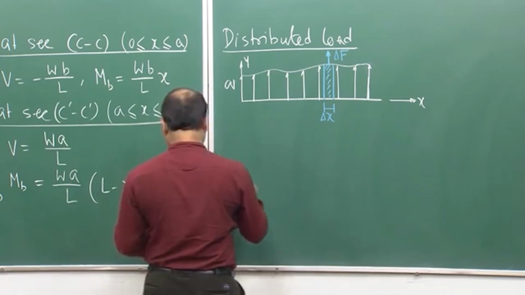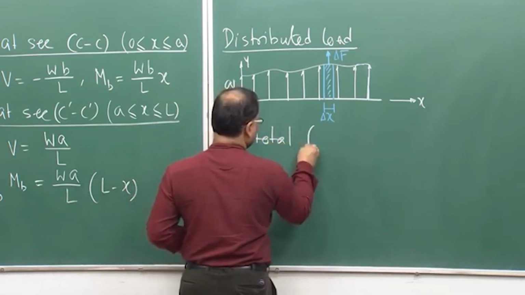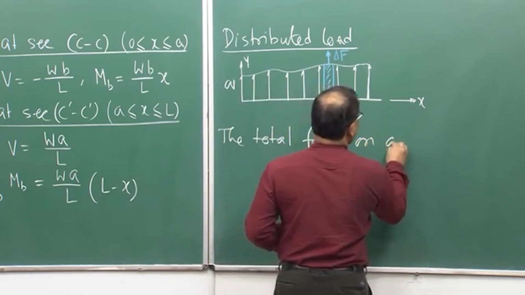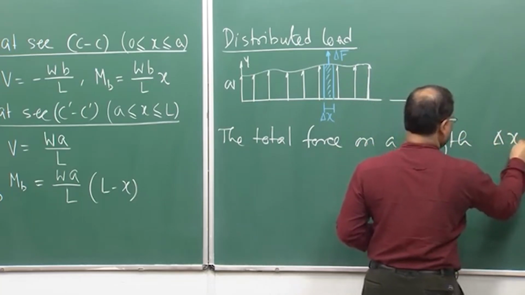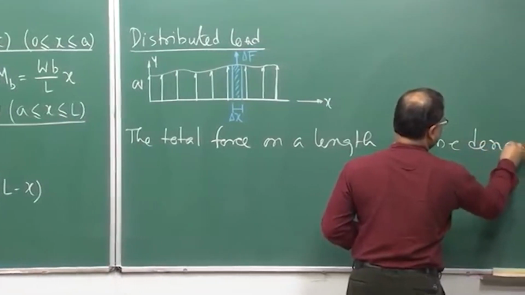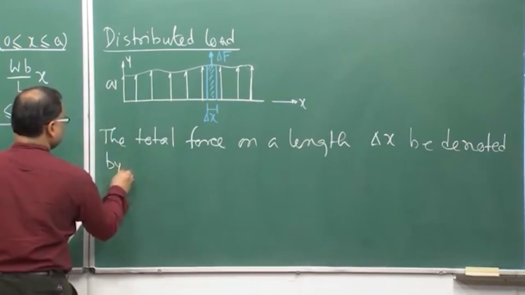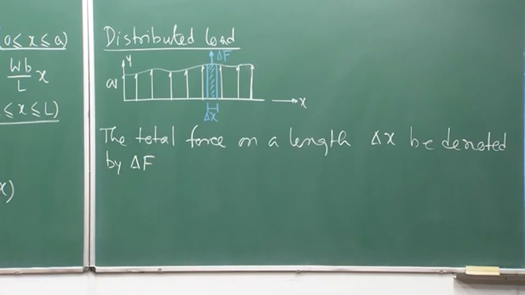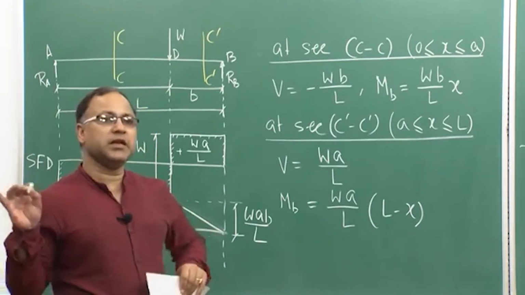Therefore, the total force on a length delta x is denoted by say delta F. That is the total force. So, over a small length delta x, the total force is nothing but say delta F.